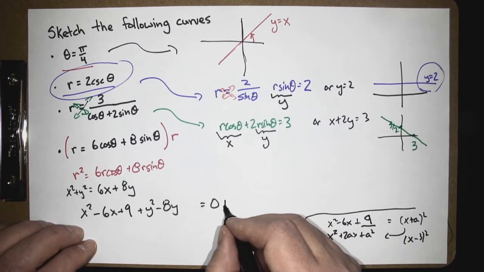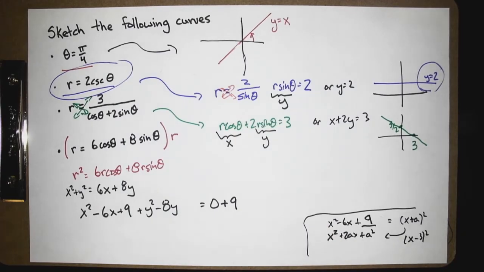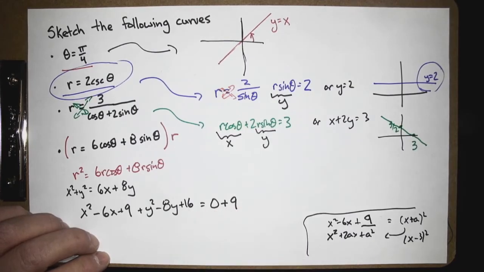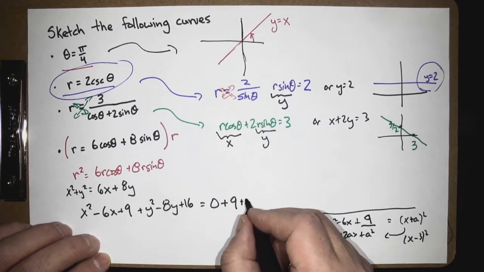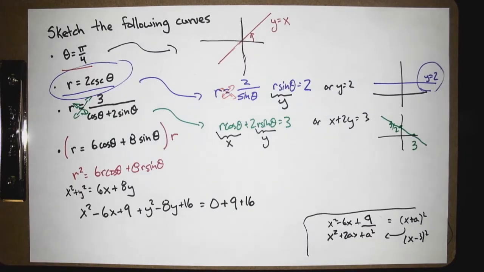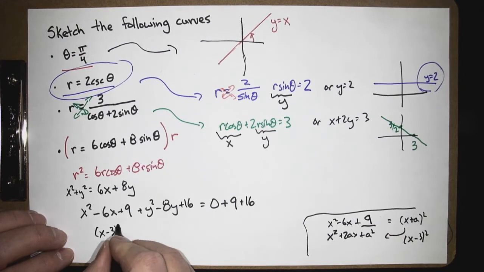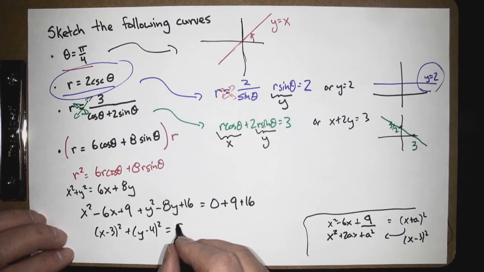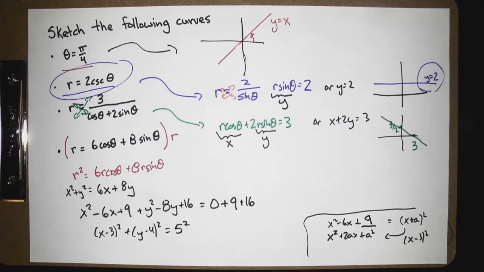That completes the square. But I can't just add a 9 without making sure I do something to keep the 2 sides equal. What do I do with this other gap? What do I need to add? 16. Negative 8 divided by 2 is negative 4. Square that, 16. And then I make sure I do something so I keep the sides the same. And this leads us to x minus 3 squared plus y minus 4 squared equals 25, or 5 squared.